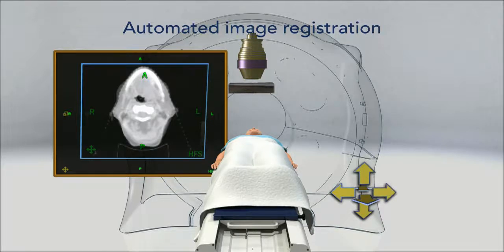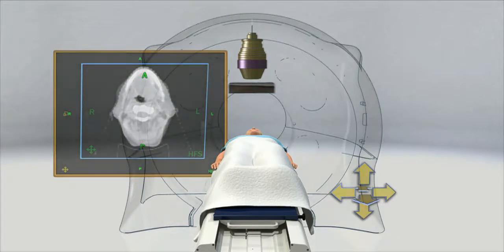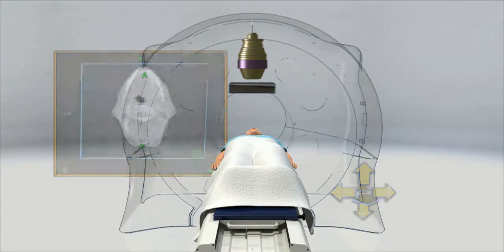Once this shift is determined, the patient couch is adjusted accordingly. This procedure is quick enough and the patient dose low enough for it to be repeated on each treatment day. This gives clinicians greater assurance of correct daily setup.